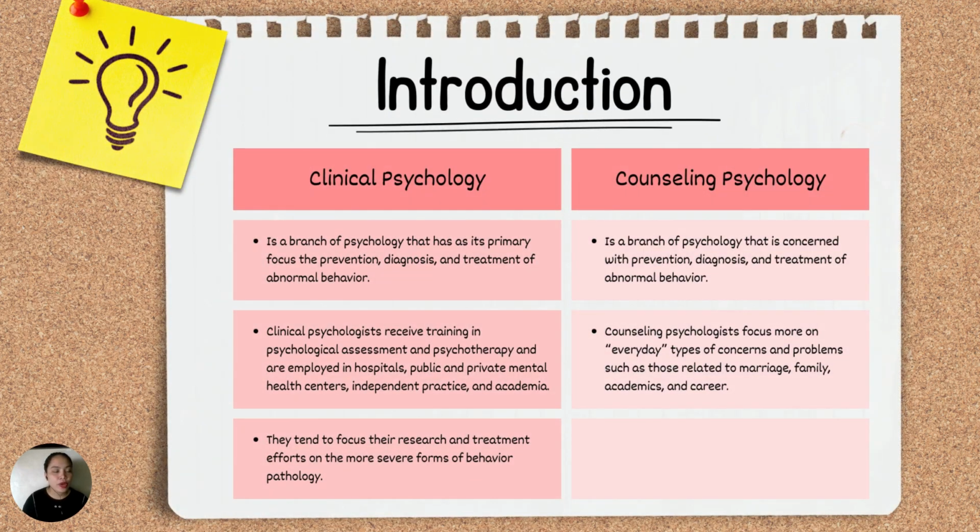For our introduction, we are going to define clinical and counseling psychology. Clinical psychology is a branch of psychology that has as its primary focus the prevention, diagnosis, and treatment of abnormal behavior. Clinical psychologists receive training in psychological assessment and psychotherapy and are employed in hospitals, public and private mental health centers, independent practice, and academia, while counseling psychology is a branch of psychology that is concerned with the prevention, diagnosis, and the treatment of abnormal behavior.